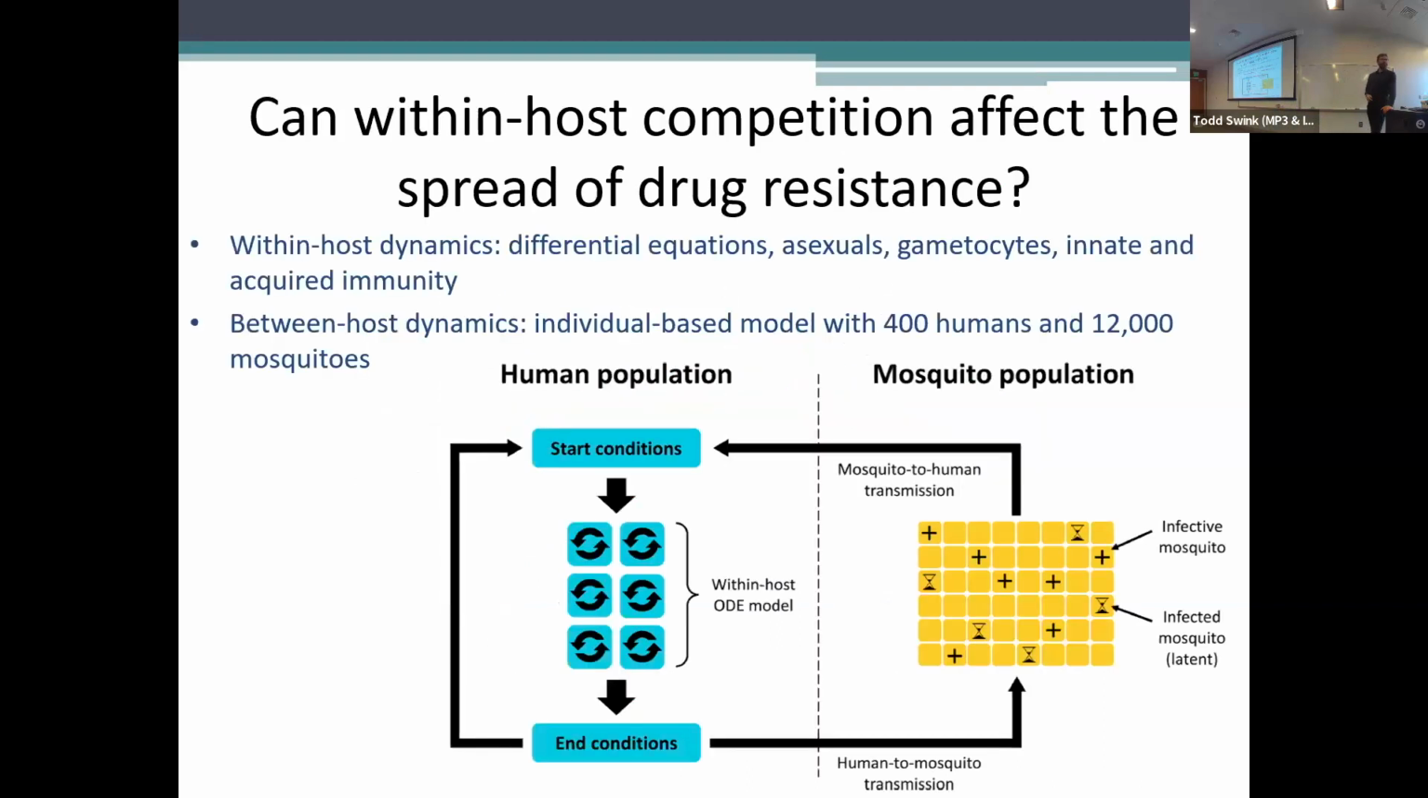All right, any questions so far before I dive into the model connecting all of this to population level processes? No? Good. All right.